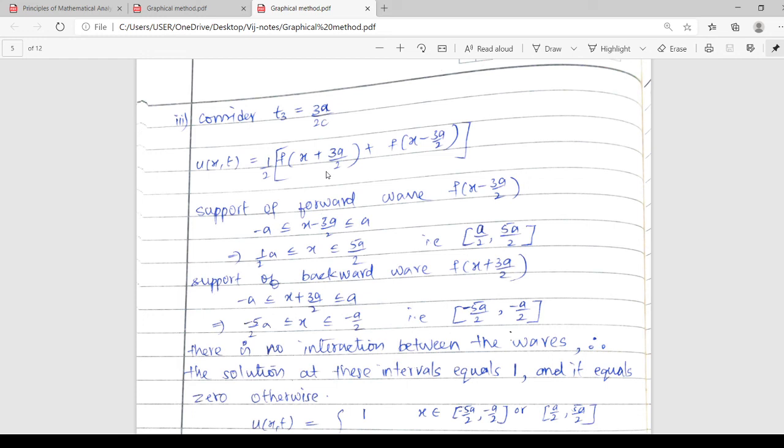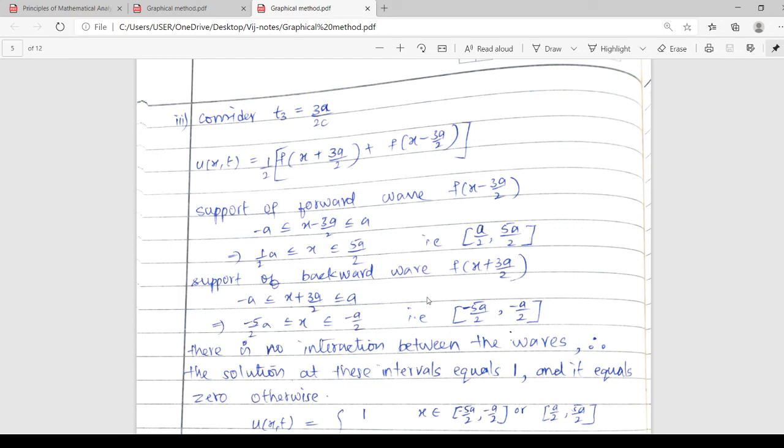Now support of the forward wave is f of x minus 3a by 2. So this will be mod x minus 3a by 2 less than or equal to a. So minus a less than or equal to x minus 3a by 2 less than or equal to a. Add 3a by 2 on both sides. So you will get a by 2 less than or equal to x less than or equal to 5a by 2. That is the closed interval a by 2 comma 5a by 2 is the support of the forward wave.